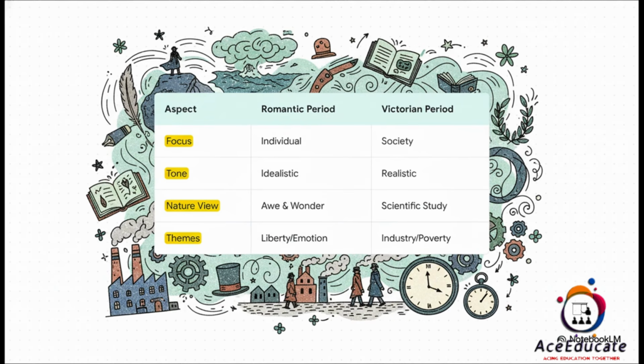This table really nails the contrast, doesn't it? It perfectly shows that core shift. You've got the Romantics looking inward, focusing on personal imagination, deep emotions. And then you have the Victorians looking outward, at the massive challenges of a society wrestling with everything from poverty to the idea of progress. It was this fundamental move from the ideal to the real.